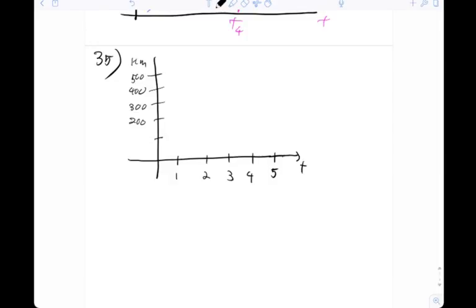Okay, so all I'm doing right now is I'm drawing this graph. You know, I thought we could do this on graph paper. I don't know what the story is. I gotta figure that out.